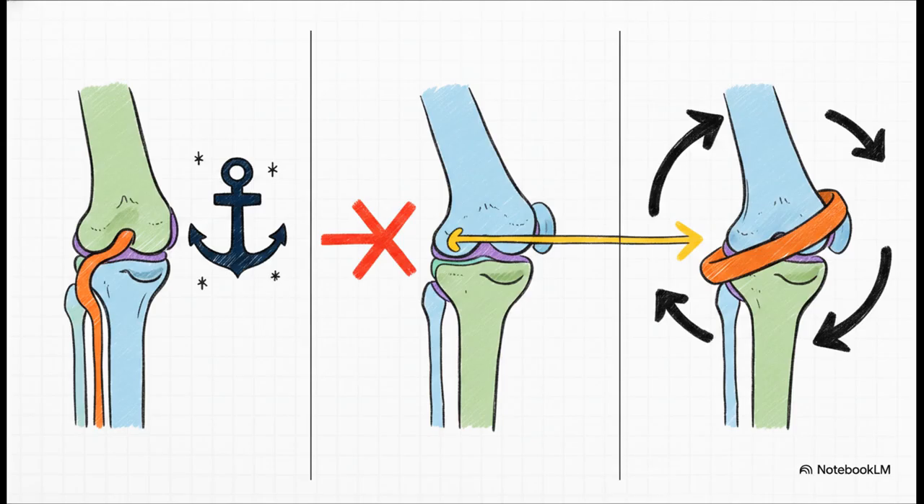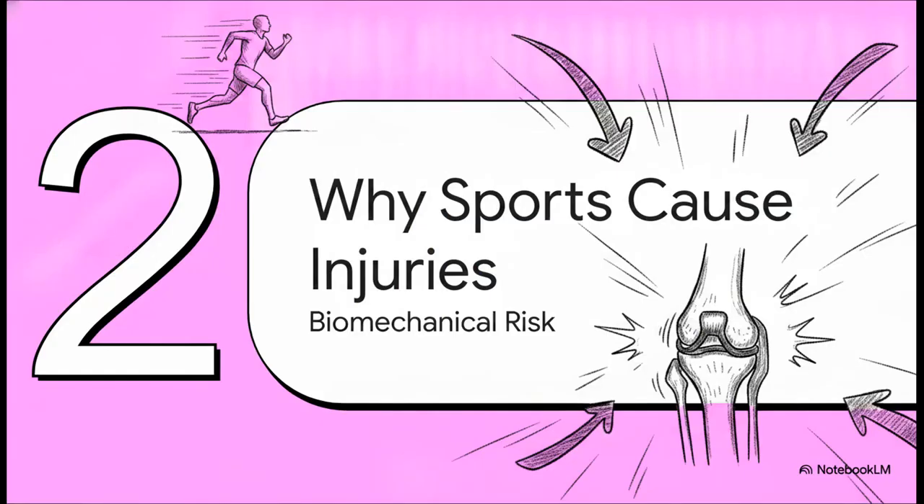Look, whenever you're running, jumping, or pivoting, your knee naturally wants to twist. The ACL is the strict, highly precise mechanism that keeps that twisting within a safe, functional limit. Moving right along to Section 2, why sports cause ACL injuries. This is the absolute core of what we're looking at today, the biomechanical risk.